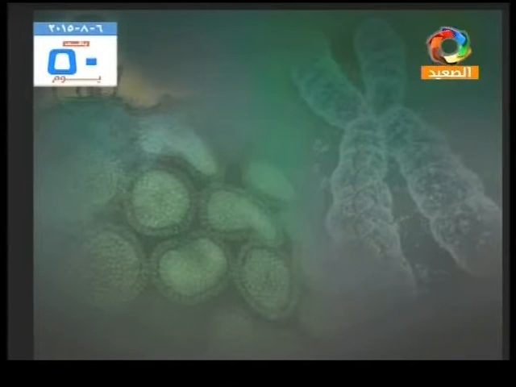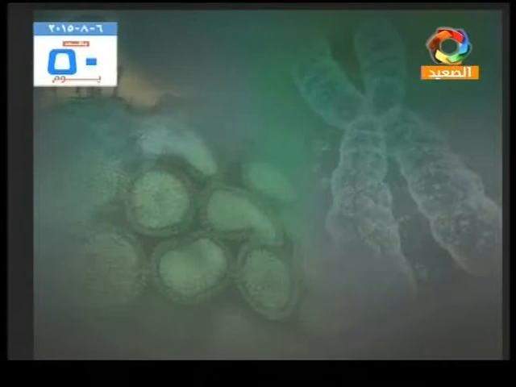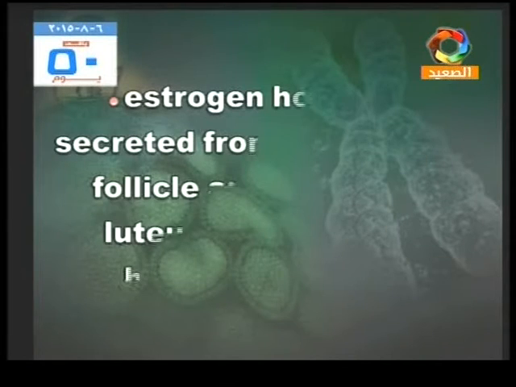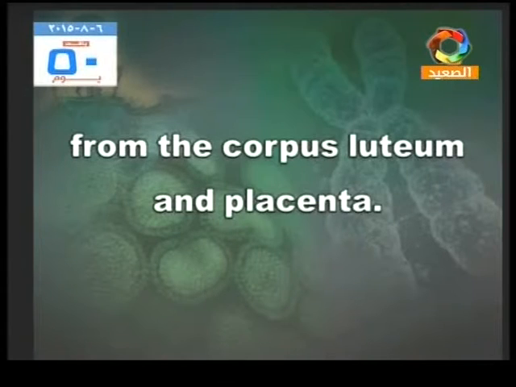Number C, the ovum is released from the Graafian follicle on the 14th day of the menstrual cycle. Estrogen hormone is secreted from the Graafian follicle and the corpus luteum, and progesterone hormone is secreted from the corpus luteum and the placenta.